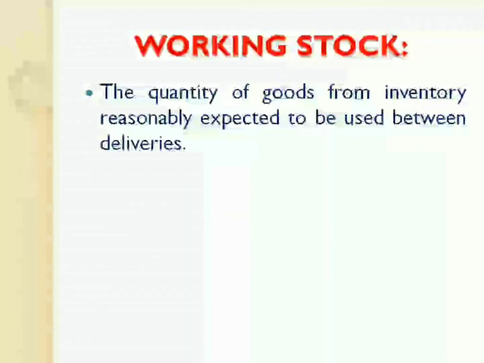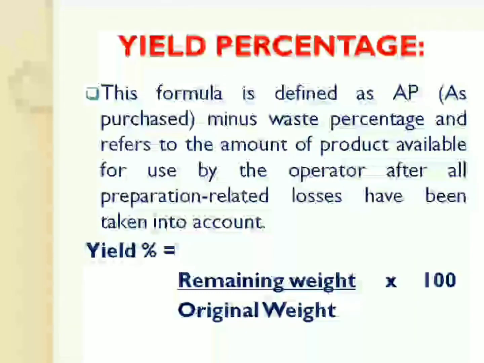The next is working stock. It is basically the quantity of goods from inventory reasonably expected to be used between deliveries. So it is basically the fluctuation of the stock, that is issuing, storing and receiving. This comes under the store area where the goods are received, then stored, then issued. Clear?